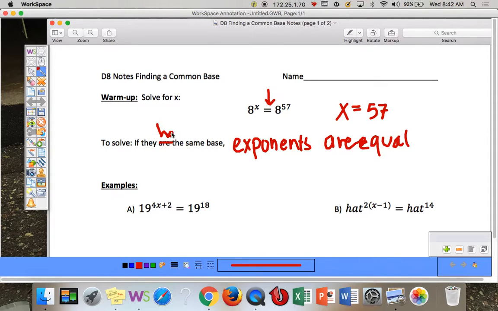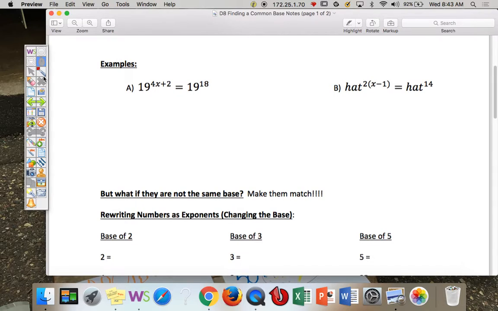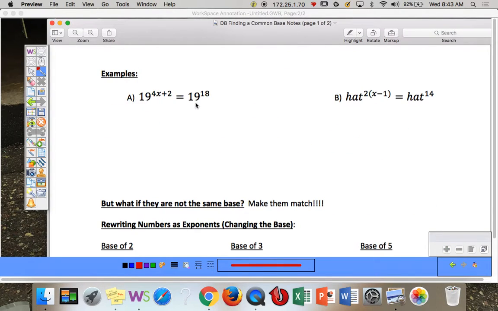So I should put it: if they have the same base, the exponents are equal. So let's do a few examples similar to what we did yesterday in class. The first one, both of these have a base of 19. Remember, the base is the big number with the exponent. So if the bases match, we can look at the exponents and we can set them equal.